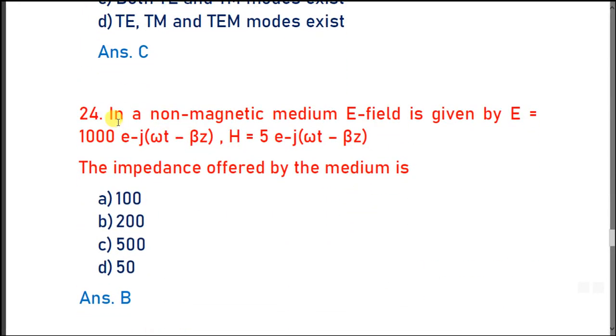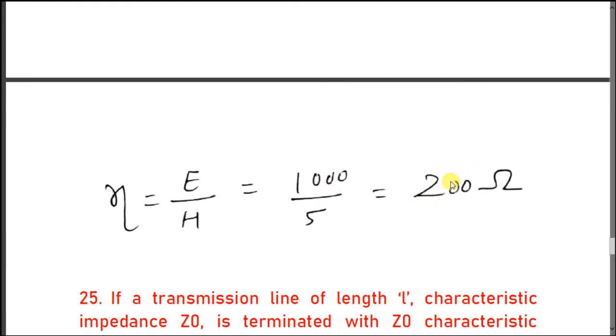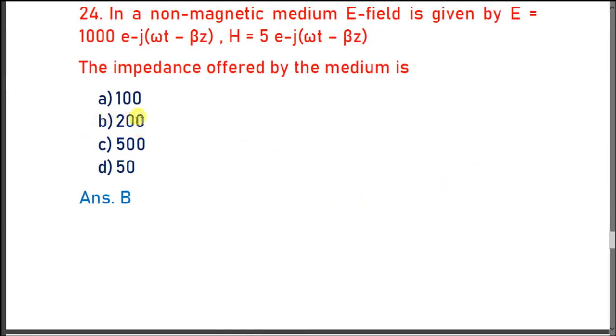Next, in a non-magnetic material, the E field is given by this equation and H is equal to this equation. The impedance offered by the medium is asked. Here the impedance is nothing but the free space impedance or intrinsic impedance. Intrinsic impedance eta is equal to electric field divided by magnetic field, so we take the ratio of both magnitudes. The electric field has a magnitude of 1000 and the magnetic field has a magnitude of 5. So 1000 divided by 5 is equal to 200. So the impedance is 200, that is answer B.